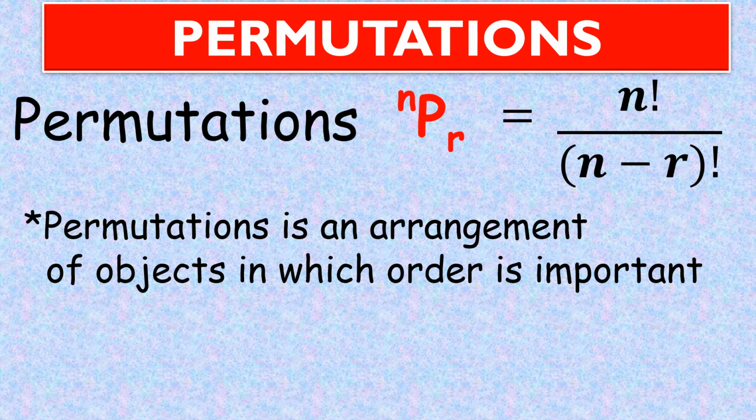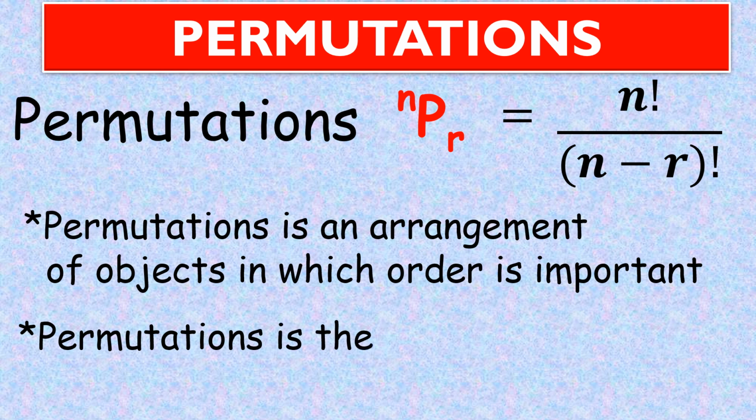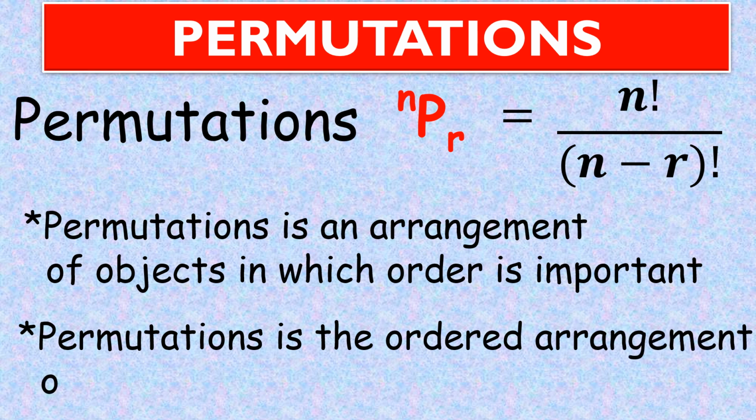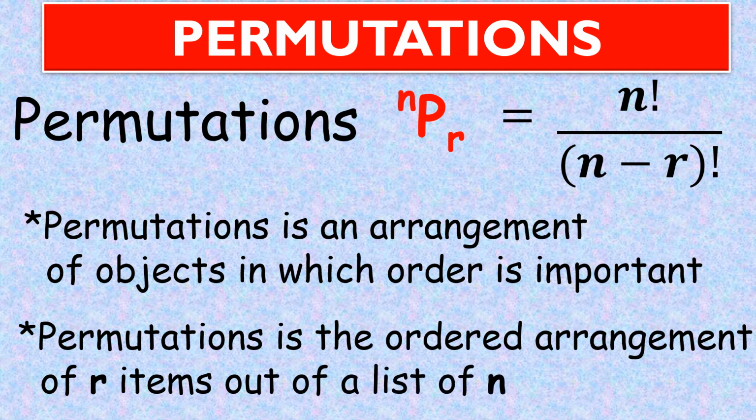Now, what is a permutation? Or what are permutations? An arrangement of objects in which order is important. It's got to do with arrangement of objects taking into consideration order. Now, another definition is ordered arrangement of r items out of a list of n items. So it's r items out of a list of n items. So that's just the mathematical expression above.